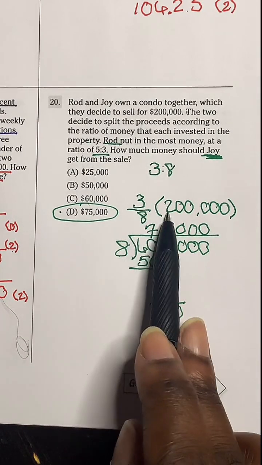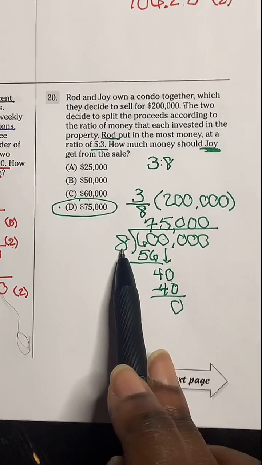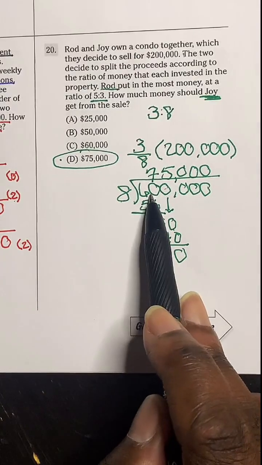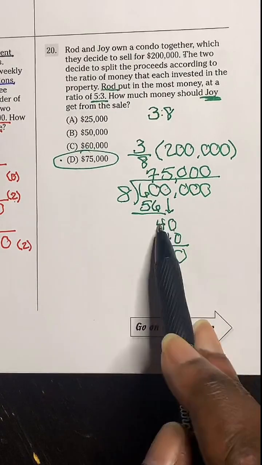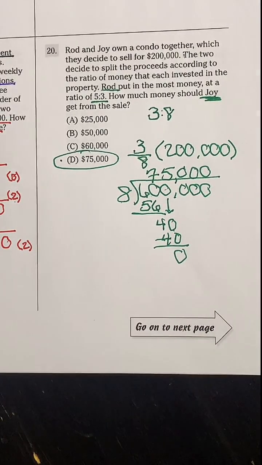I multiply the 3 and the 2 to get the 600,000. Then I divide by 8. And once I figured out how many 8s can go into 60, which was 7, I knew D was going to be my answer. But I like to follow all the way through.